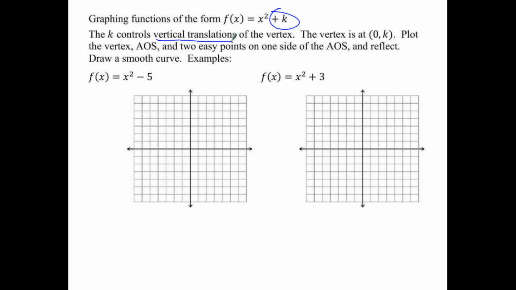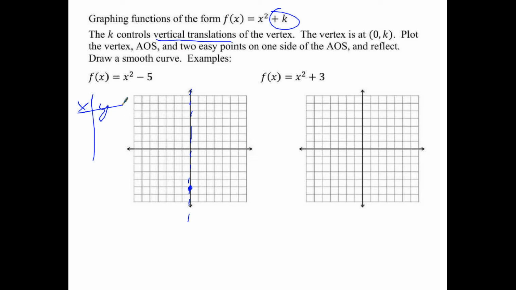Which way did we move this thing? Down. How far? 5 units. So where's the vertex at? Yeah. So we put our vertex on there at 0, -5. Where's our axis of symmetry? Going through the vertex. So we put the dotted line on there. And then what do we do? Make our table, x and y. We only need 2 columns because these are super easy.